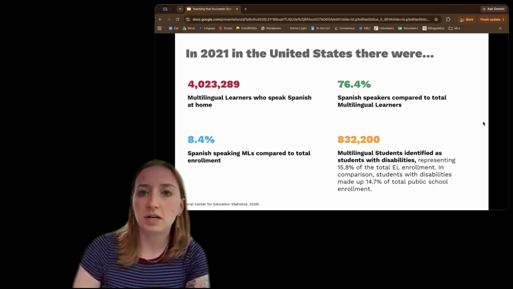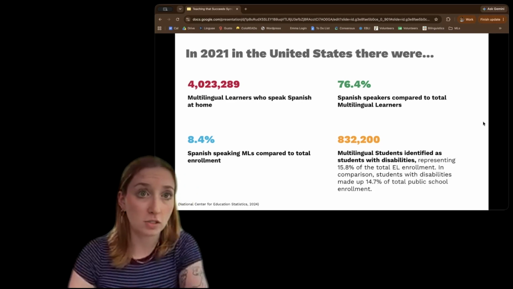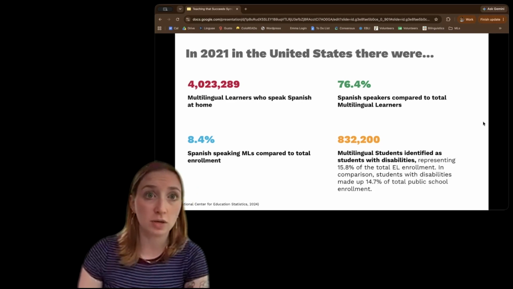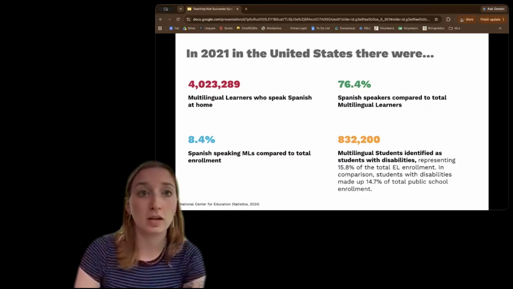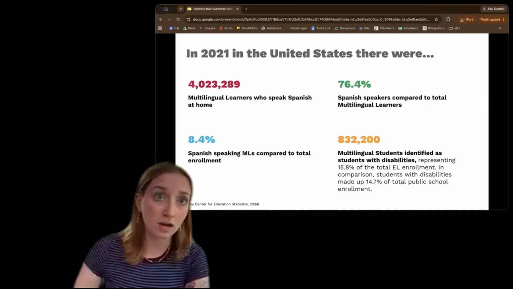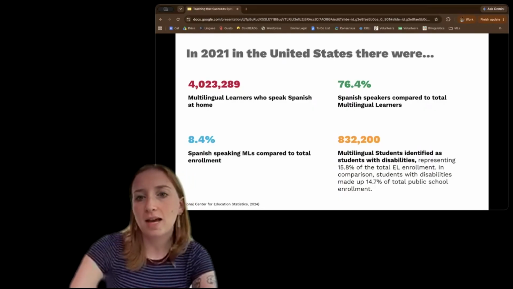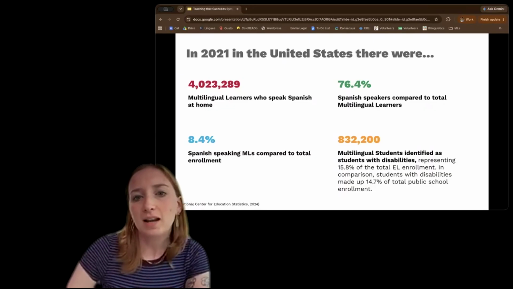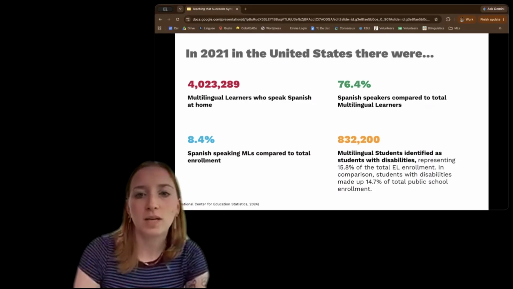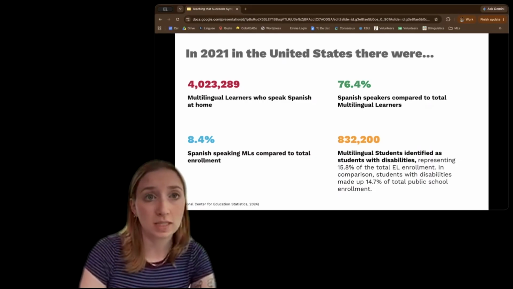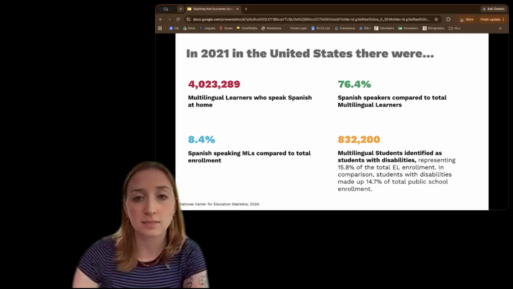And those Spanish speakers make up over 76% of the total multilingual learners. So they are the vast majority of students who are English language learners in our schools. And they make up over 8% of total student enrollment. So that's a significant number of our students, regardless if you teach in an English language development context or not. And the last statistic there in the yellow, over 830 of our multilingual students were identified as students with disabilities. So this signifies that they are overrepresented in intervention and special education contexts.